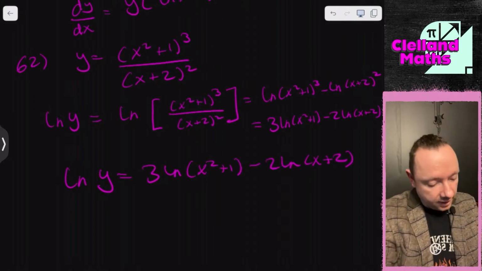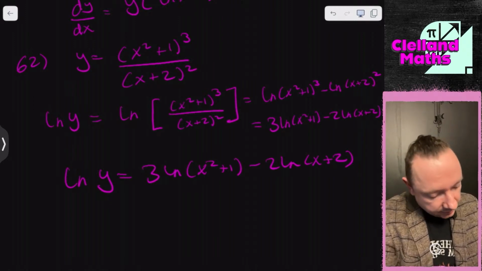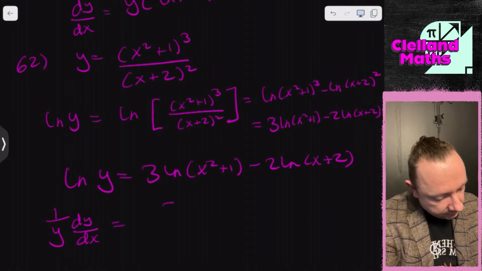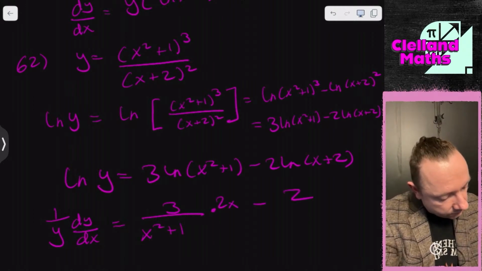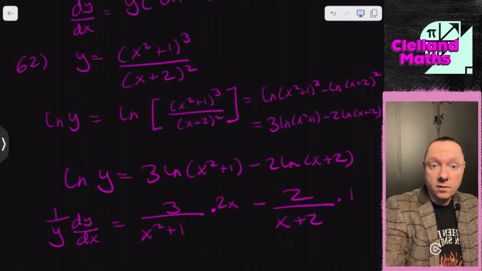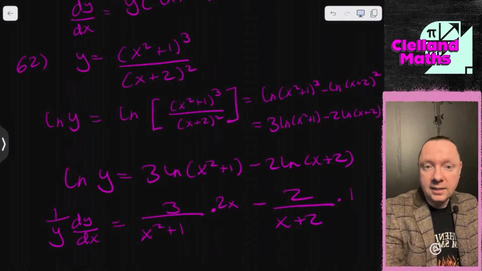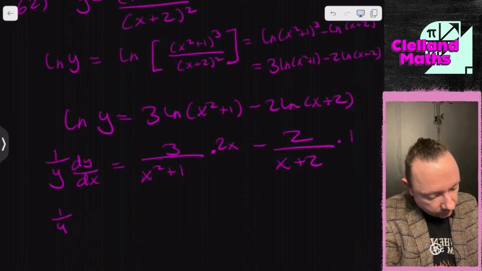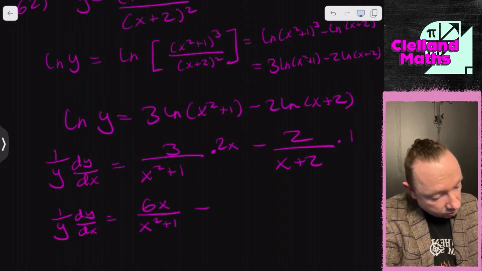So we can just differentiate that. 1 over y dy by dx equals 3 over x squared plus 1 times chain rule 2x, minus 2 over x plus 2, chain rule times 1. So that's the power of logarithmic differentiation. It avoids that quotient. 1 over y dy by dx equals 6x over x squared plus 1 minus 2 over x plus 2.